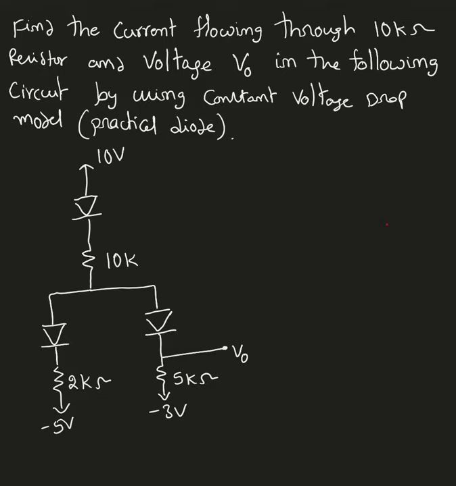In this video, we're going to talk about a practical diode. I'm going to solve an example based on a practical diode. So here is an example. Find the current flowing through a 10 kilo ohm resistor. 10 kilo ohm resistor is right here.